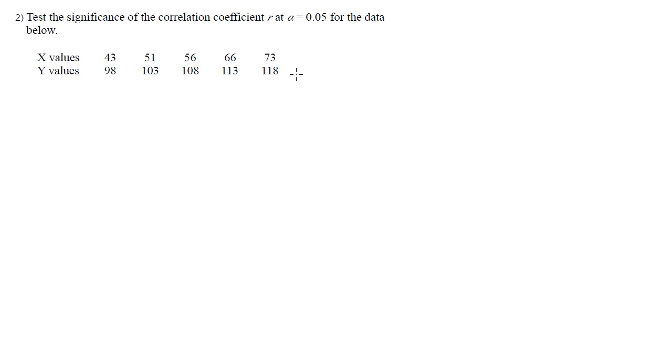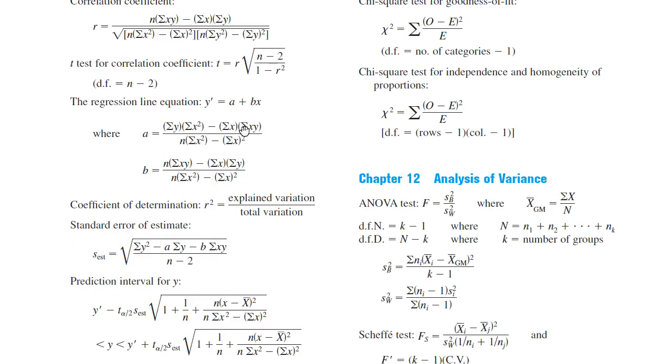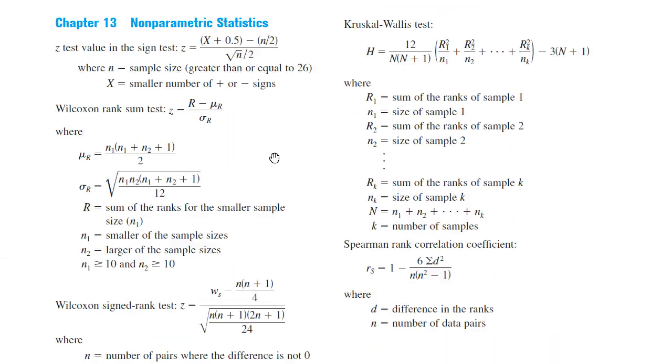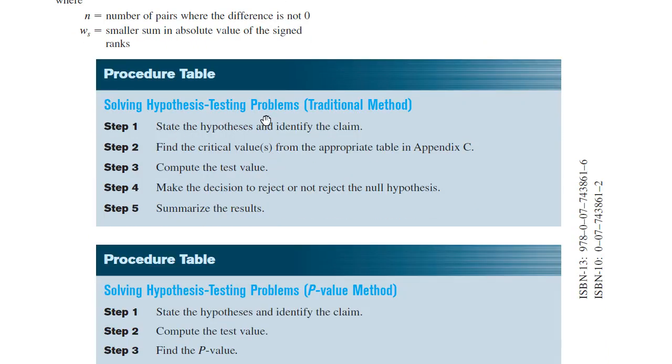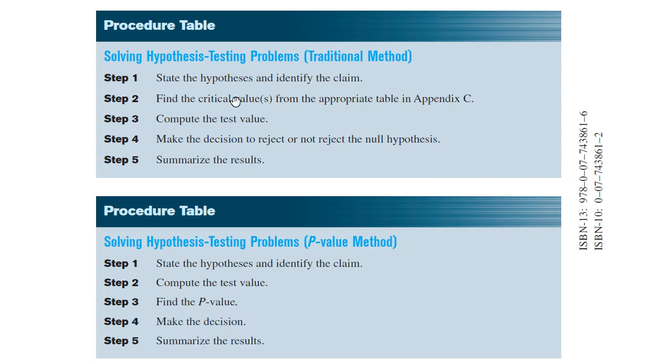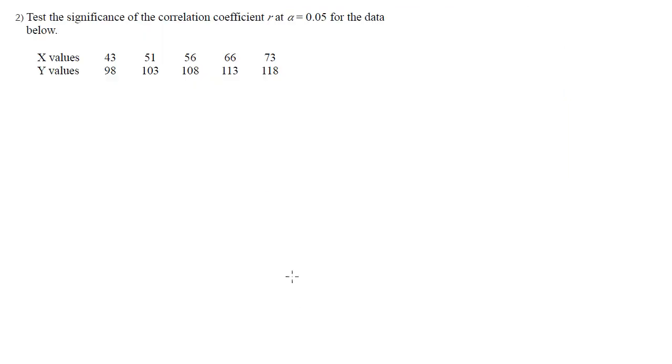So to test this, it's a hypothesis test, right? If you remember from the last set of videos, we have a general procedure for solving hypothesis testing problems, and this is going to be the same for all of the videos in this topic as well. There are these 5 steps: state the hypotheses and identify the claim, find the critical values from the tables, compute your test value, make your decision to reject or not reject the null hypothesis, and then summarize it back in real world terms. That's exactly what we're going to do here.